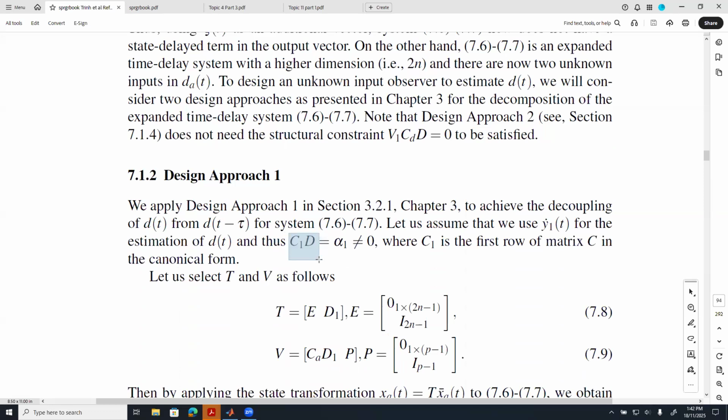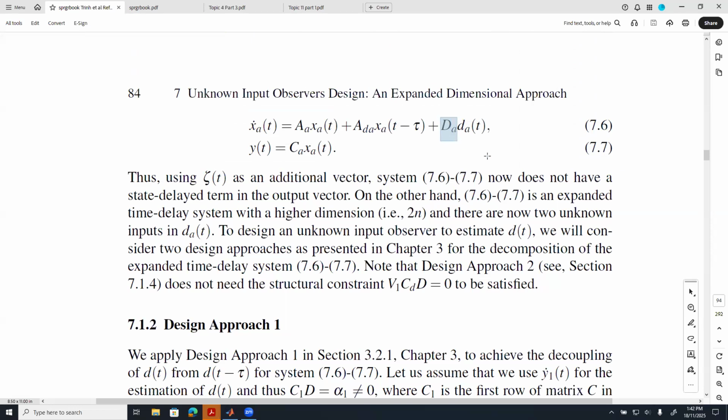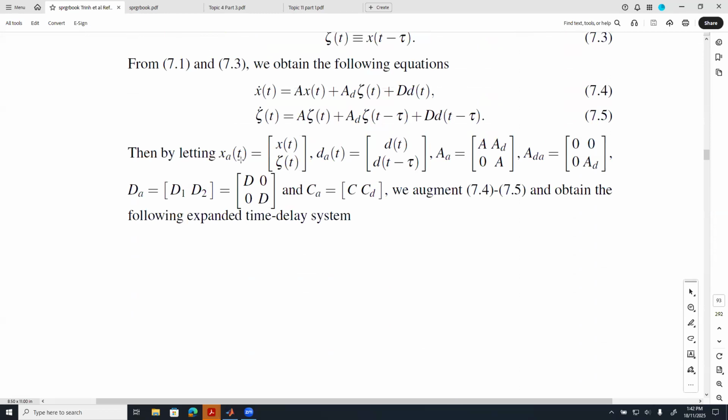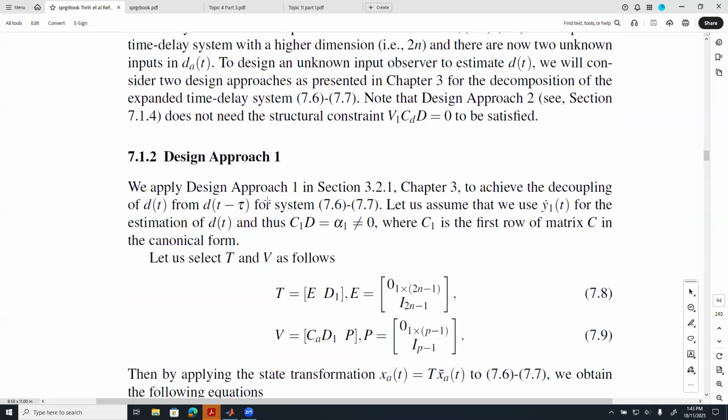We need C1 times D, which is the first row of matrix C times D, to be non-zero. And when we look at matrix D_I here, we can also see that it is of this particular form. So if C1 times D is non-zero, we can also ensure that the entry for the d(t minus tau) is 0. That's where we can actually achieve that decomposition. So we require that this observer matching condition holds, and that's the assumption.